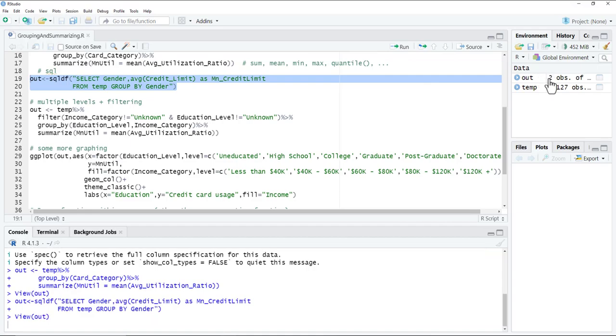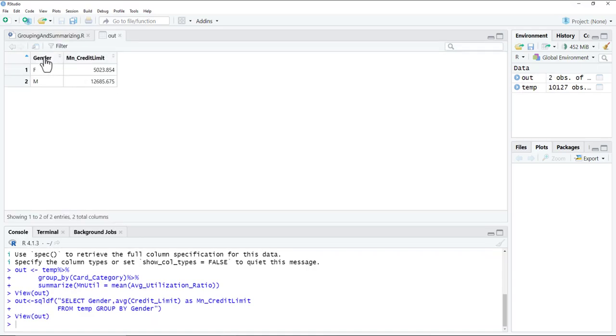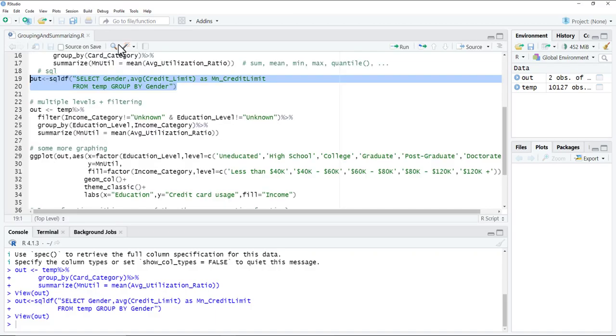If I go over here, I grouped by gender, which only has two values. In this data set, it says that females have a credit limit of $5,000, males have a credit limit of $12,600. I don't know what is going on in our data set, but there's a large difference here.